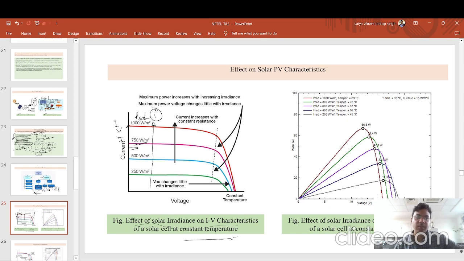First observation. What will be the second observation? Second observation, it is at a constant temperature. If you see this Pmax, which is generated using this Vm and Im, it is also going down as the irradiance goes down. So there are two observations. ISC is proportional to the irradiance, and Pmax which is generated is also proportional to the irradiance at a constant temperature.